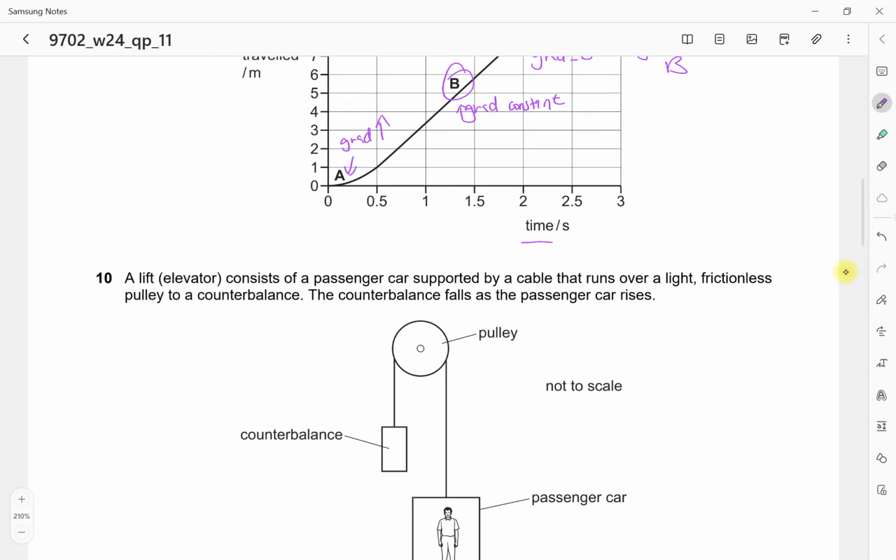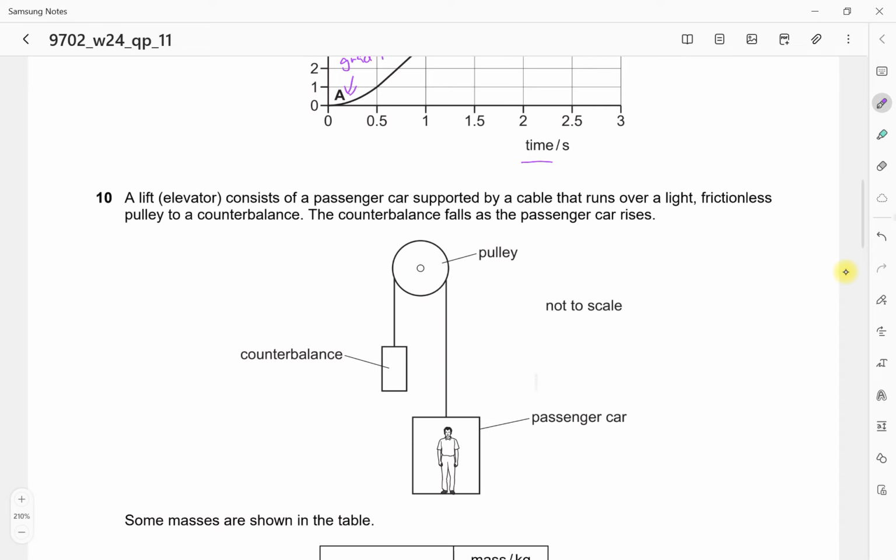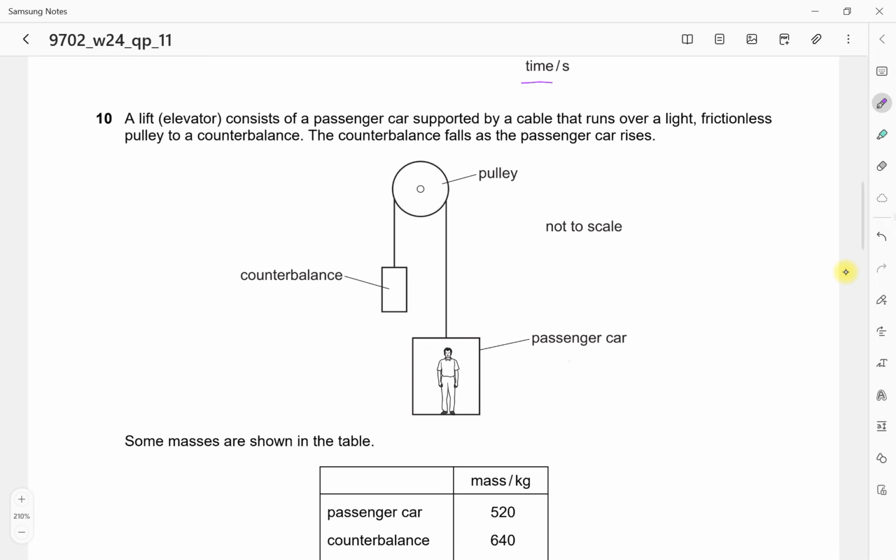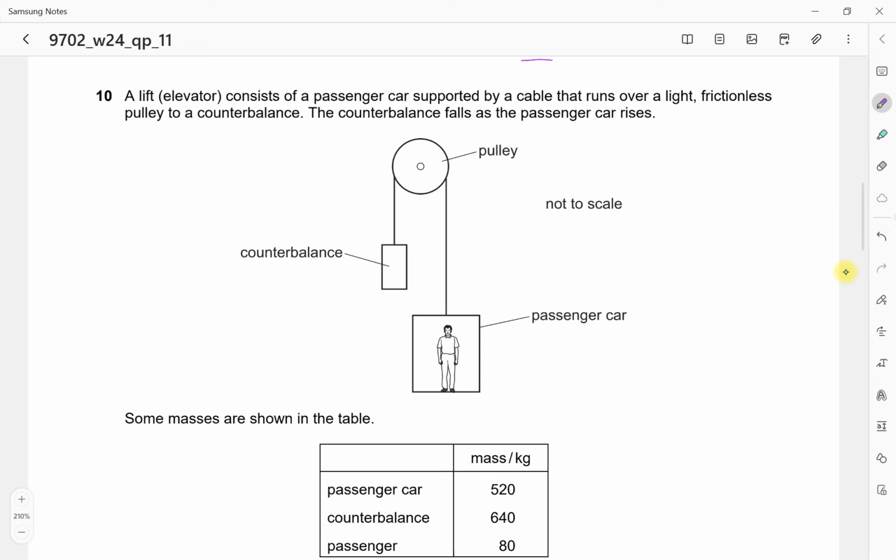A lift (elevator) consists of a passenger car supported by a cable that runs over a light frictionless pulley to a counterbalance. The counterbalance falls as the passenger car rises. Okay, so the counterbalance falls. If it falls, there is a weight downwards. Remember, there is tension in the cable. There is tension which always points out from the weight or from the object. So there is tension here. Let's say the mass of this one is small m.